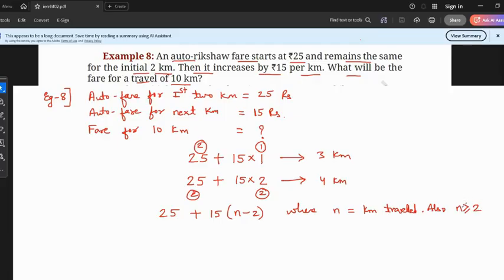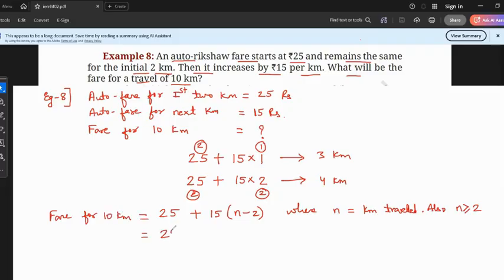Why we are writing this condition? Because first 2 kilometer 25 fix. Okay. So this n should be equal to 2 or greater than 2. You cannot write smaller than 2. Okay. Let me calculate. You want to find the fare for 10 kilometer. So now this is the fare for 10 kilometer. Suppose I find fare for 10 kilometer is this much.